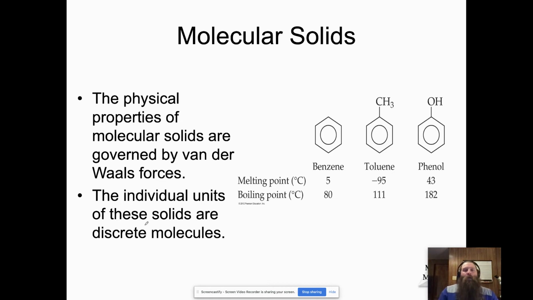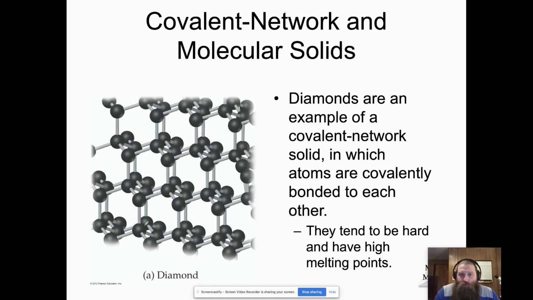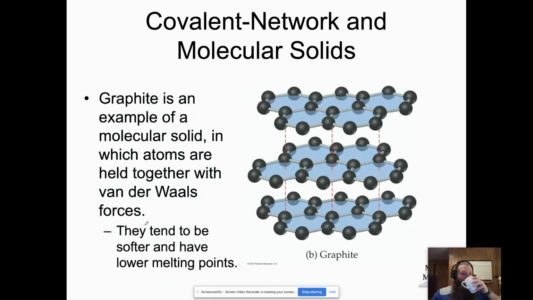All right. The fourth kind was covalent network solids, and covalent network solids are pretty cool. They are slightly more like metals than, say, a molecular solid would be, but they still have those covalent bonds present. They're usually really hard, and they usually have really high melting points. Diamonds are a great example of a CNS, a covalent network solid.